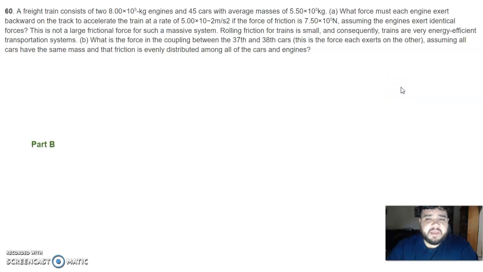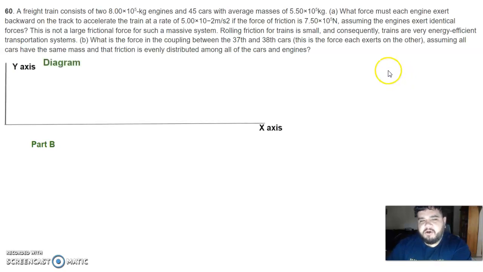For part B, it's asking us, what is the force on the coupling between the 37th and 38th cars? What is the force that they exert on each other, assuming the cars have the same mass and that the friction is evenly distributed among all the cars and the engines? So, since it involves all the cars and the engines, maybe we should draw a diagram again to give us a better picture of this.